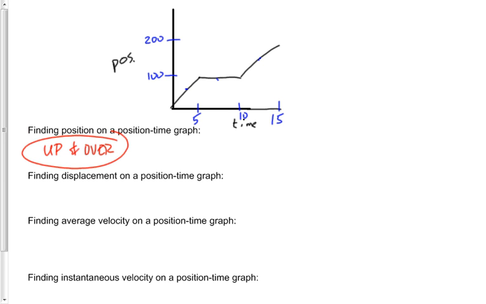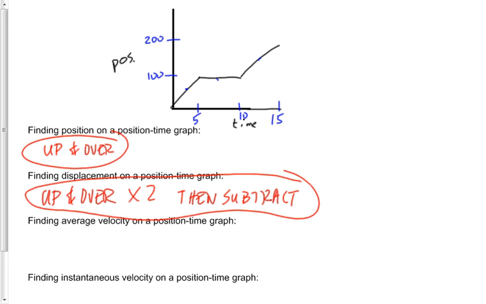You want to find the displacement? Well, it depends on how we define displacement, right? How do we define it? Change in position. If you know how to find position, then we should be able to find the change in position. Just get two positions. Go up and over again, and then subtract them. So we'll say up and over times 2, then subtract. Get a position, get another position, subtract the 2 to get the change in position or the displacement.